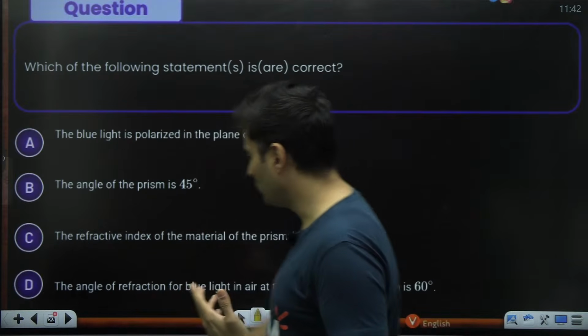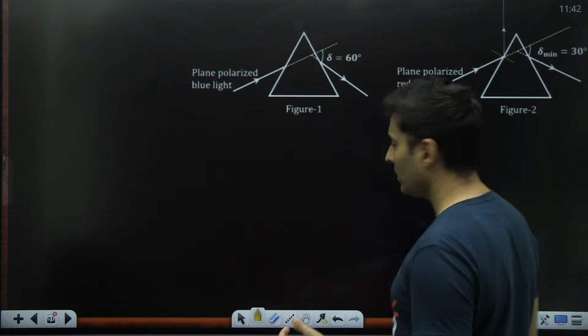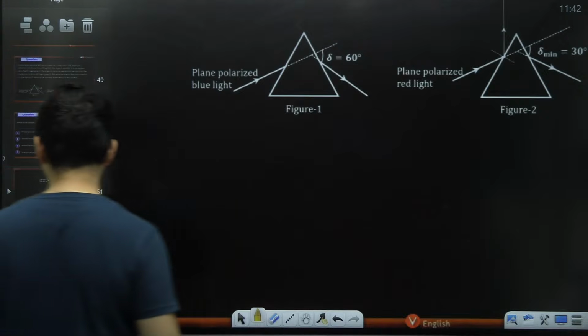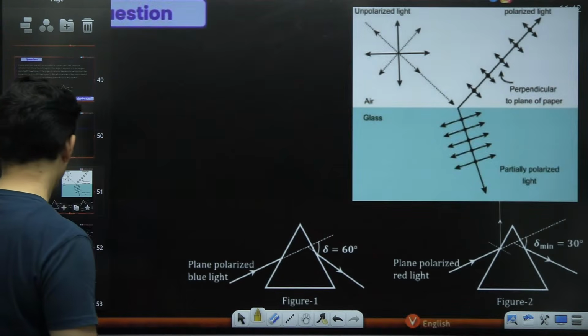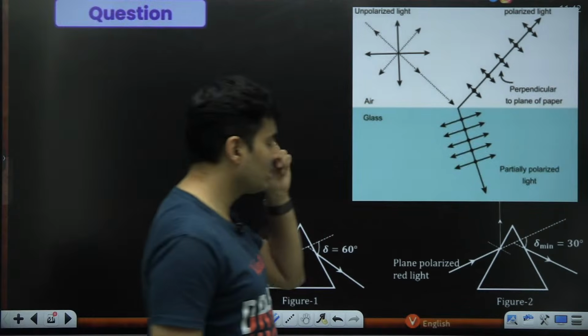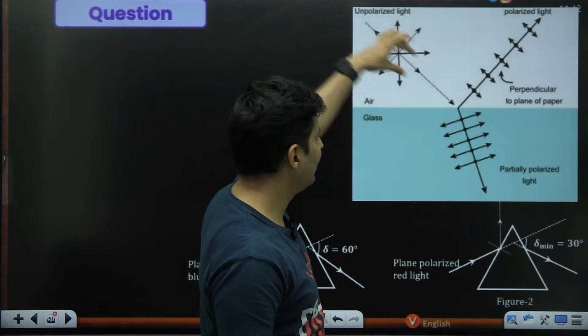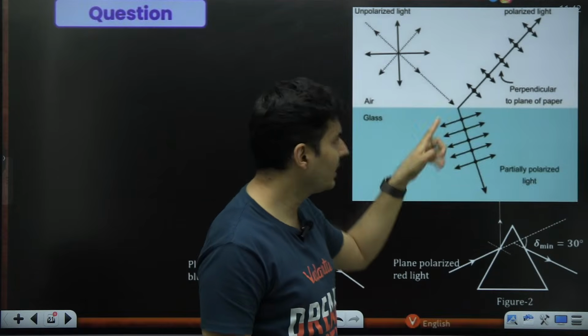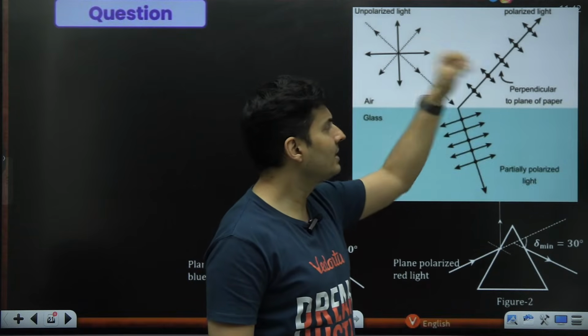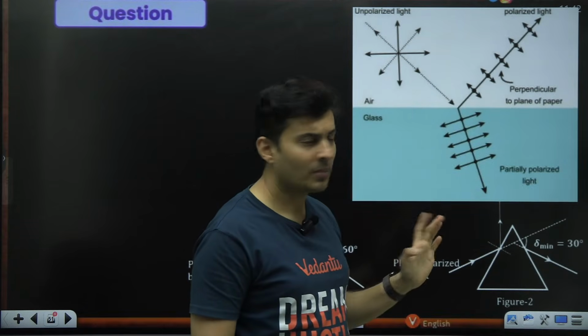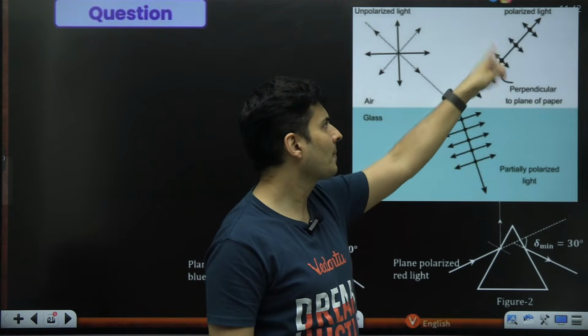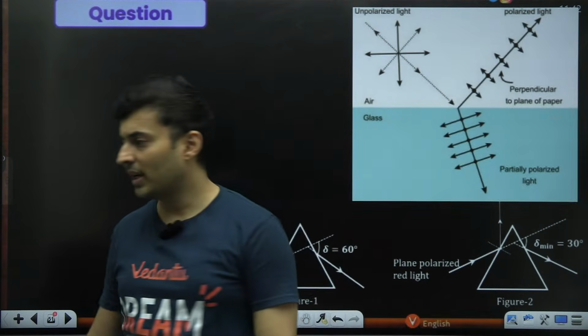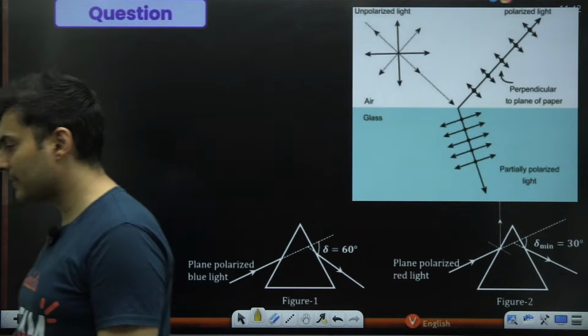And I think I have put the diagram somewhere, maybe not here. Oh yeah, over here. Perfect. So this is Brewster's law. If unpolarized light falls at a peculiar angle, the refracted light is partially polarized, but the reflected light is 100% polarized. And the polarization is like this. The polarization is basically like this.